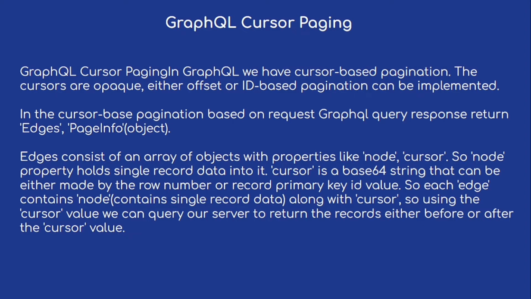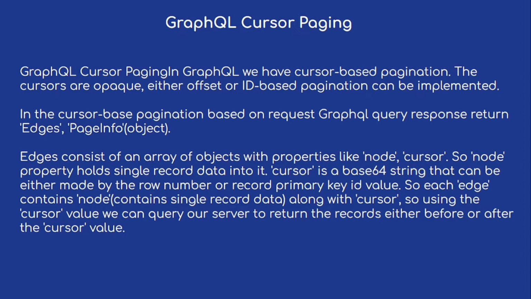So what is GraphQL cursor paging? In GraphQL we have cursor-based pagination, which is called GraphQL cursor paging. The cursors are opaque. Either offset or ID based pagination can be used. Offset is nothing but the number of rows, IDs that are automatically generated when pagination is applied on the SQL query. Or it will be based on the ID, which is nothing but the primary key of a table.